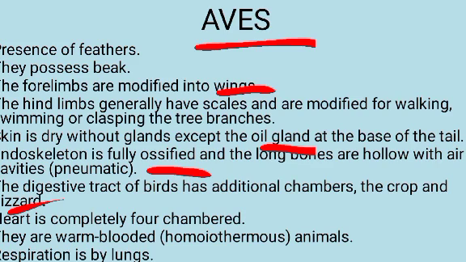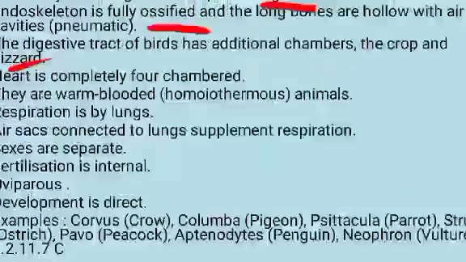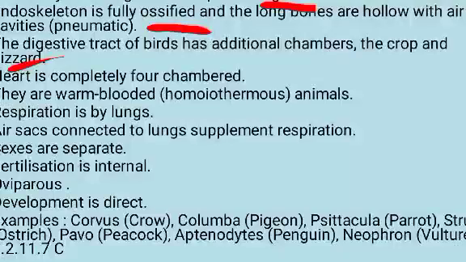Then the heart is four-chambered, which means two atria or auricles and two ventricles are present. Then they are warm-blooded animals, or homeothermous animals. Homeothermous means they have a constant body temperature and do not change it. They are able to maintain a constant body temperature.